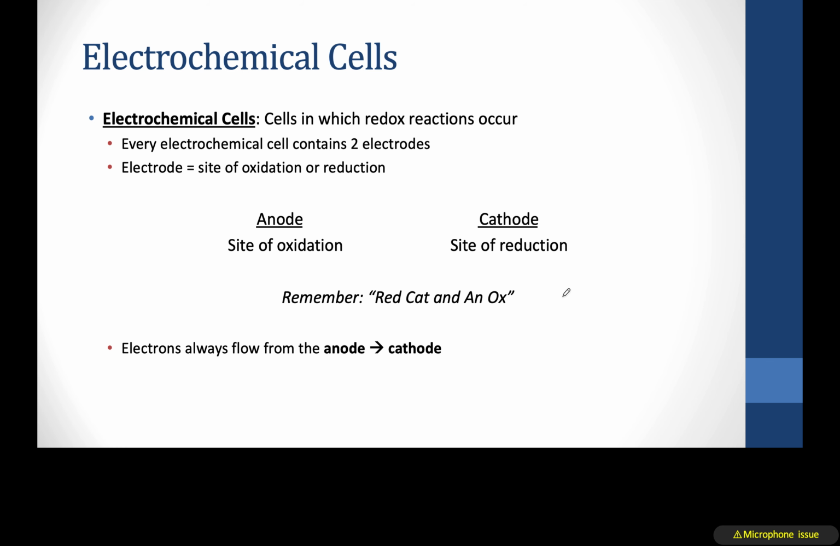Electrons will always flow from the anode to the cathode, no matter what. Okay, always. And the way I remember that is it's in alphabetical order, right? It flows in alphabetical order. So anode to cathode, A to C, right? That's how you can remember the direction of electron flow.